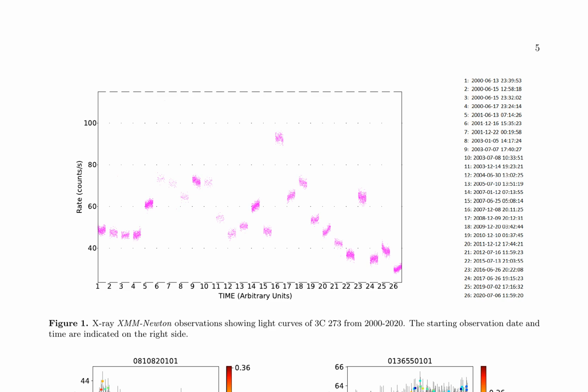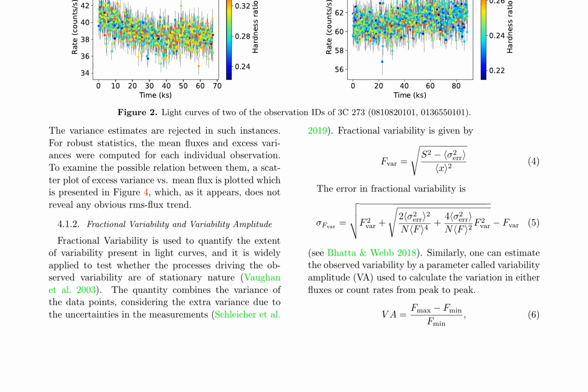Fractional variability and variability amplitude were used to quantify the extent of variability in the light curves. Fractional variability, calculated using the equation combining the variance of the data points with the extra variance due to measurement uncertainties, provides a measure of the relative variability amplitude. The error in fractional variability is given by the equation accounting for the propagation of measurement uncertainties. Variability amplitude, a measure of the variation in either fluxes or count rates from peak to peak, was calculated using the equation incorporating the maximum and minimum values of the light curve.